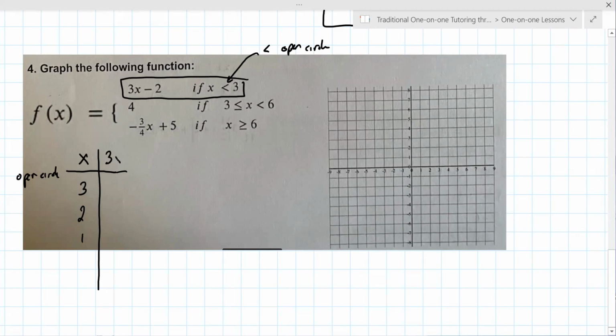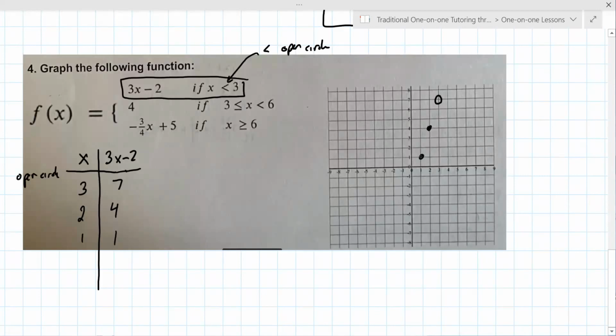And then we figure out, well, what's 3x minus 2? So 3 times 3 minus 2 is 7. 3 times 2, I'm sorry, minus 2. So that's, I wrote the wrong number here. No, I'm sorry, that is correct. 3 times 2 is 6, minus 2 is 4. And then that's 1. So the first point, 3, 7, that's an open circle. Then the next point is 2, 4. We can fill that in.